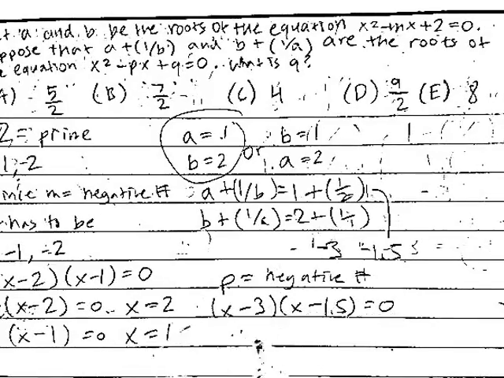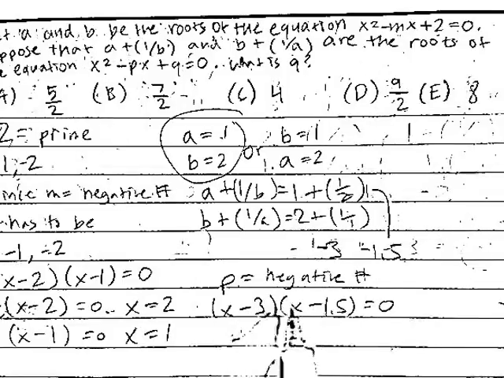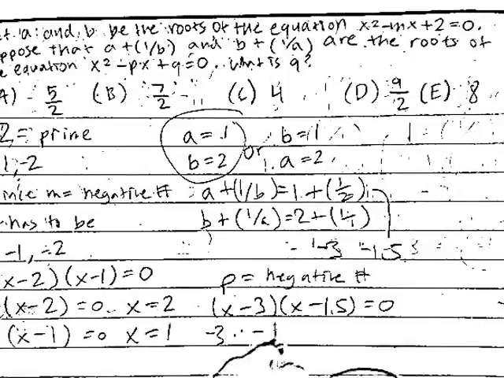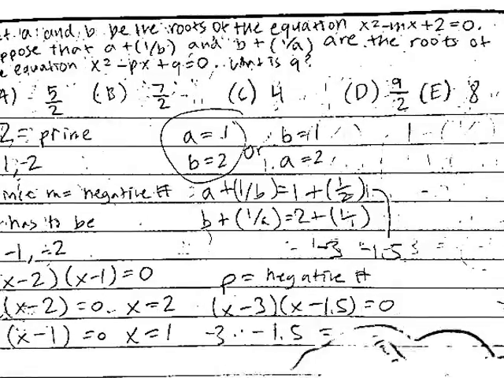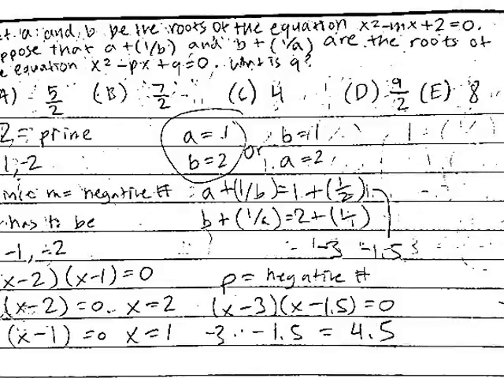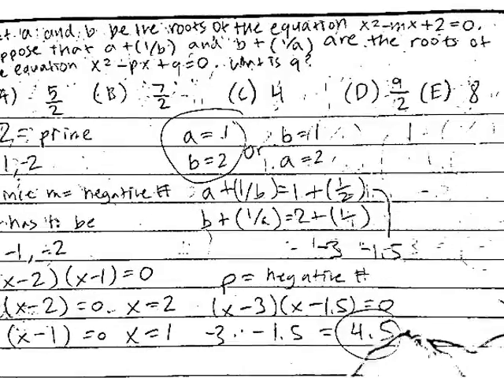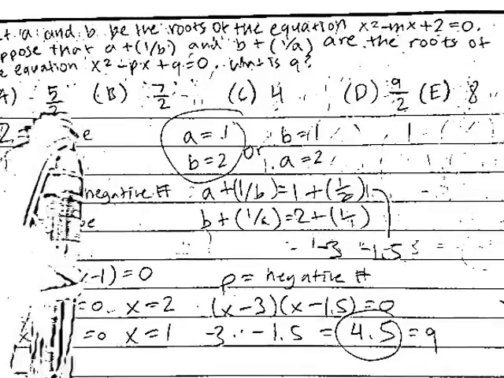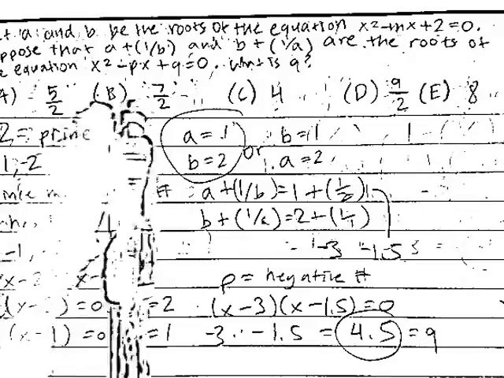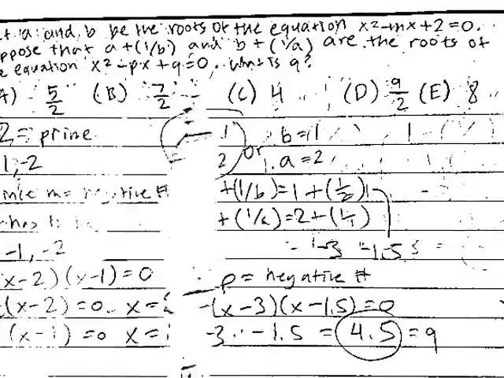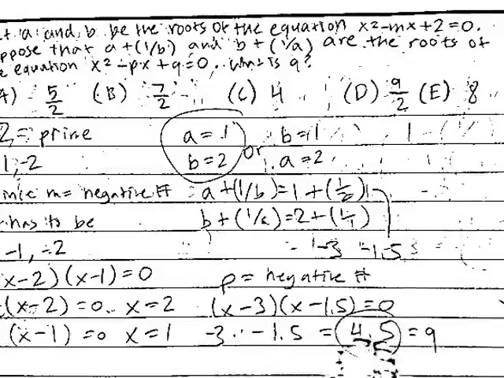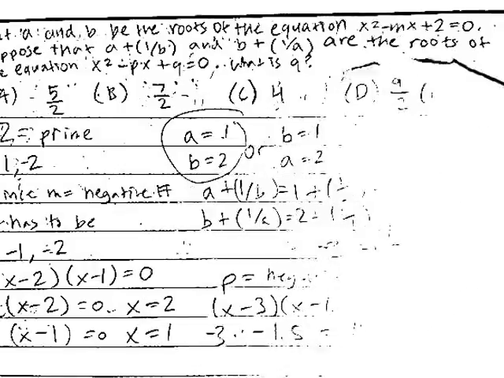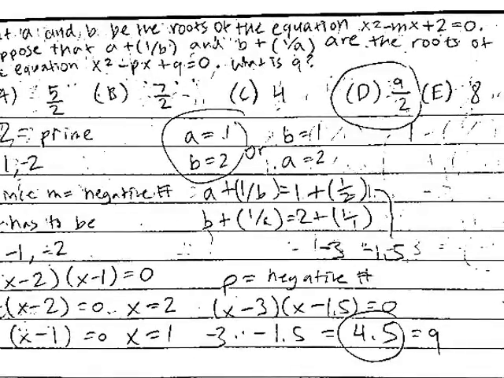And you know that the two roots multiplied together equals q. So negative 3 times negative 1.5 is 4.5. And so 4.5 equals q. So let's see here. A is 5 over 2, that's not right. B equals 7 over 2, which isn't right either. C equals 4, which is not this. And D equals 9 over 2, which is 4.5. So D would be the correct answer.